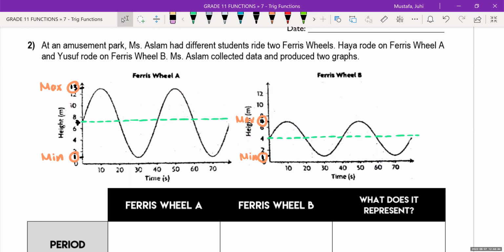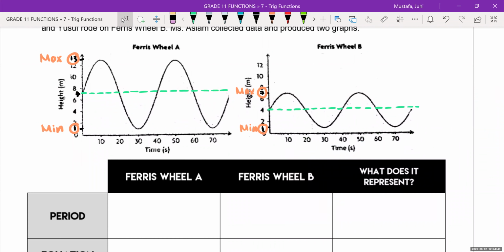Okay, so let's go ahead and answer questions for both of them. Let's start with what is the period for both of them? So remember, for the period, you just begin at a certain point and you end at a certain point. So I'm going to begin here and I'm going to end over here. And what do you get for the period for Ferris wheel A?